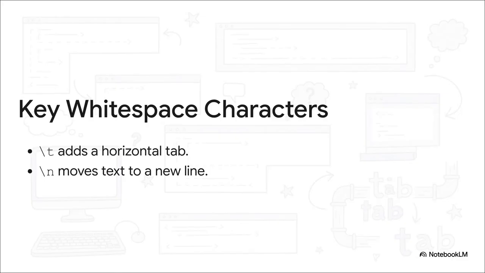So, for what we're doing today, we're going to focus on two absolute powerhouses of whitespace in Python. First up is the tab character, which you write as \t, and the second is the newline character, \n. These two little guys are going to be our main tools. Let's break down what each one does.